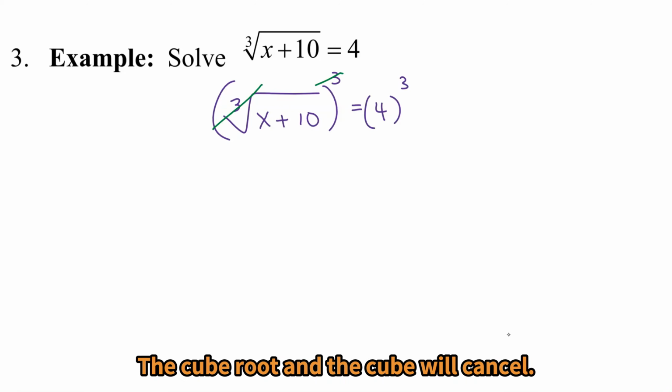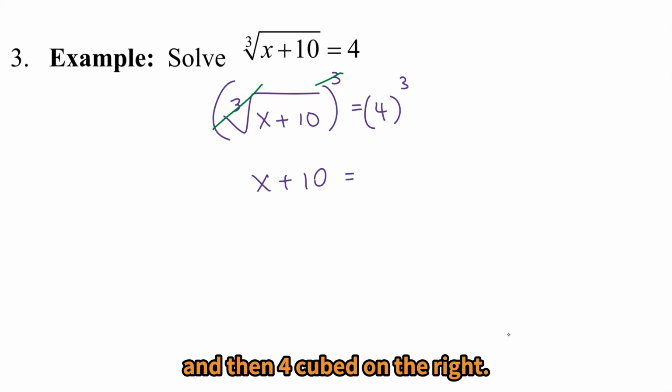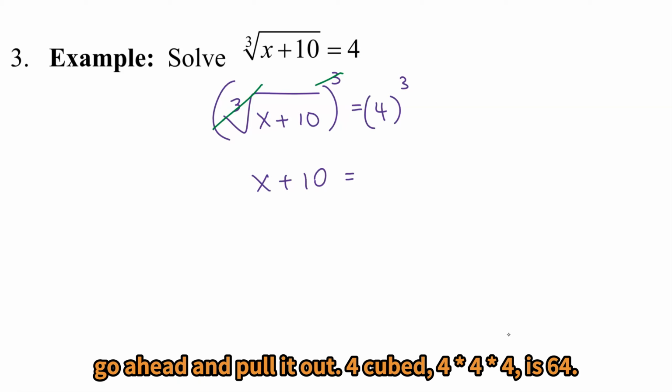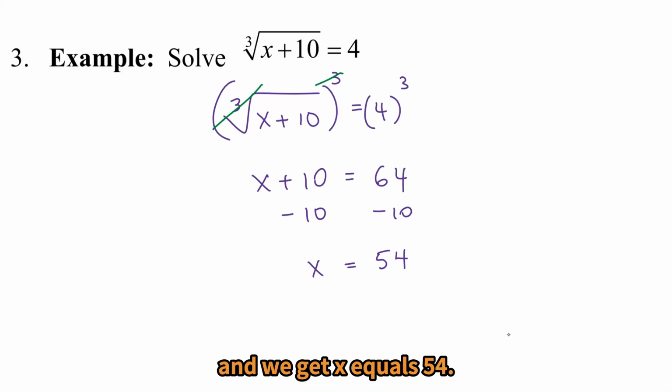The cube root and the cube will cancel. X plus 10 on the left, and then 4 cubed on the right. If you need your calculator, go ahead and pull it out. 4 cubed, 4 times 4 times 4, is 64. And then solving for x, we subtract 10, and we get x equals 54.